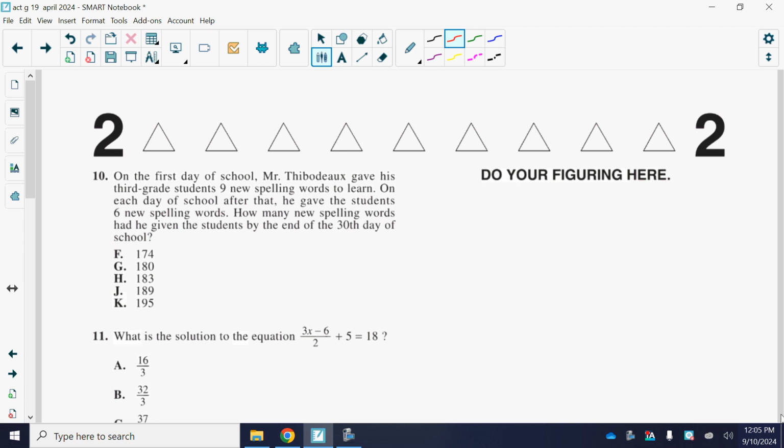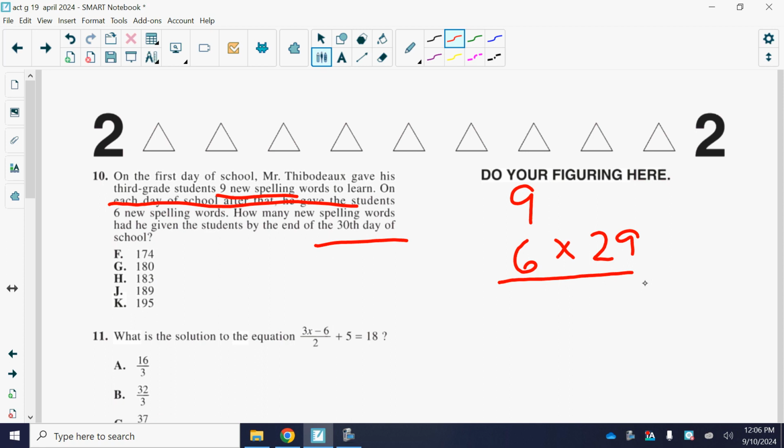On the first day of school, Mr. Thibodeau gave me 9 words to spell. Every day after that, he gave me 6. So how many words will I have on the 30th day? Well, I only got 6, not for all 30 days. I only got 6 for 29 days. Huh? So it's 6 times 29 plus 9.